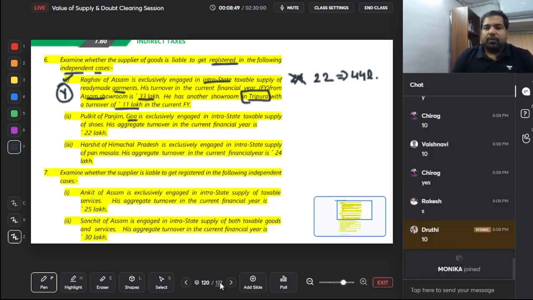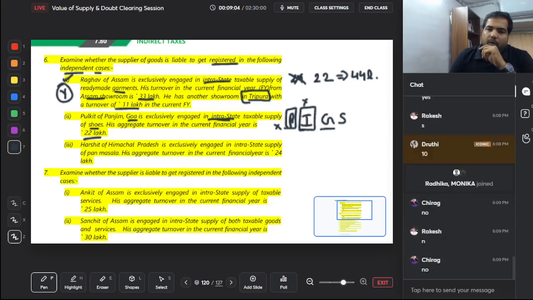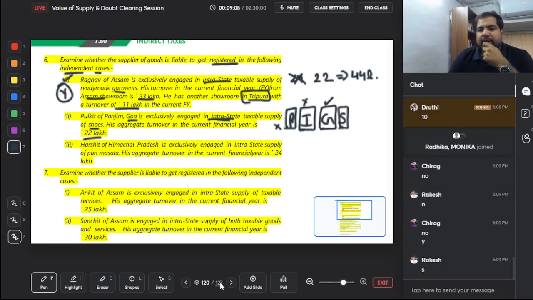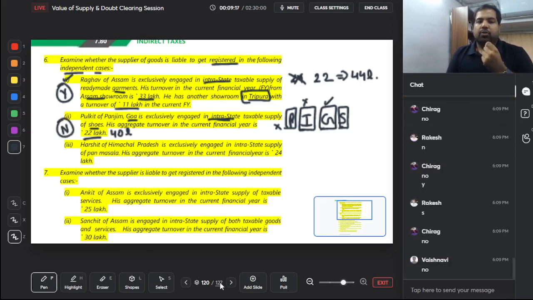Pulkit is in Goa and he is doing intrastate taxable supply of shoes. Guys, he is only doing intrastate, so let's check for PIGS, P-I-G-S. Is he doing prohibited? No. Is he doing interstate? No. Only goods? Yes. Is he in these special category states? No. So what is the limit? 40 lakh. Where is he? 22 lakh. So will he have to register? No.